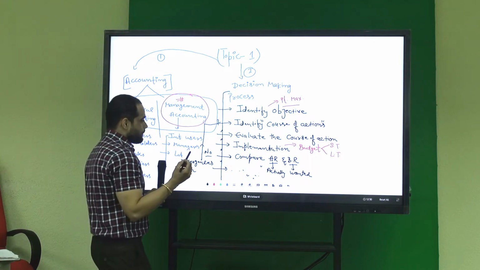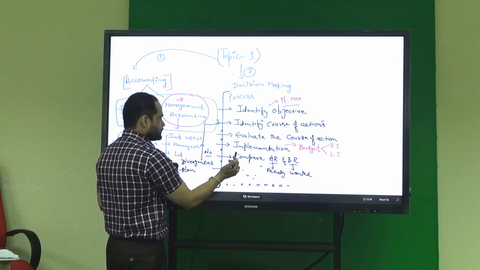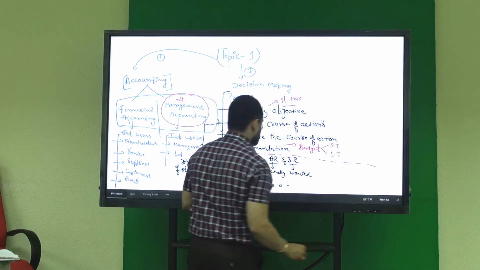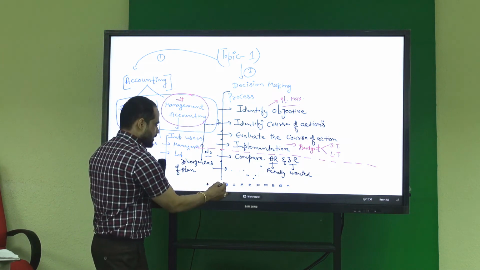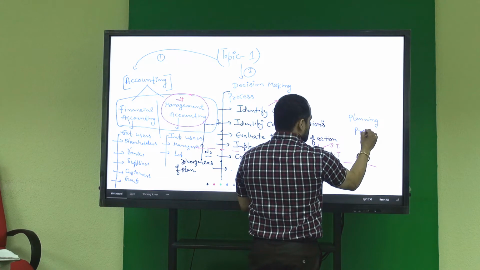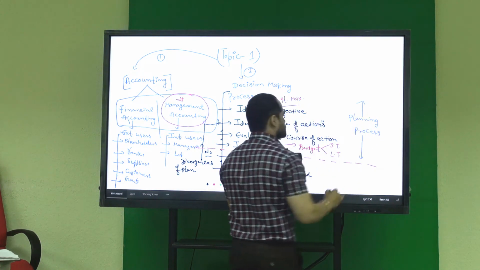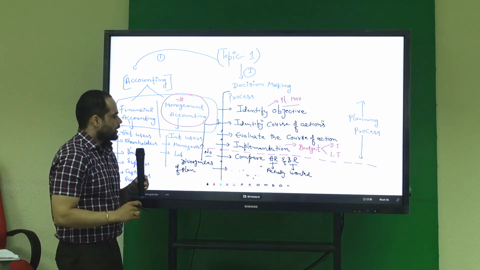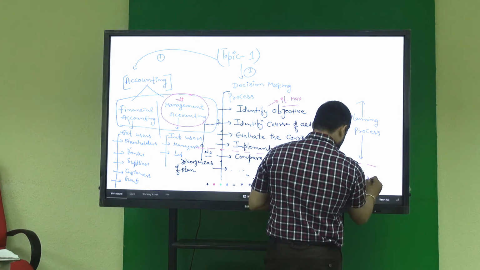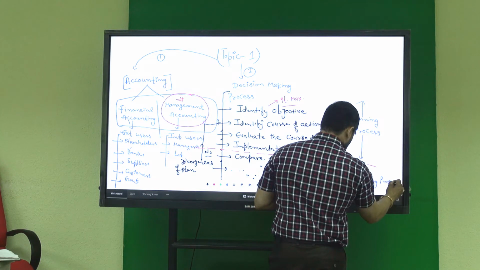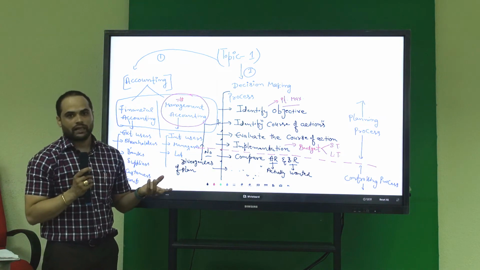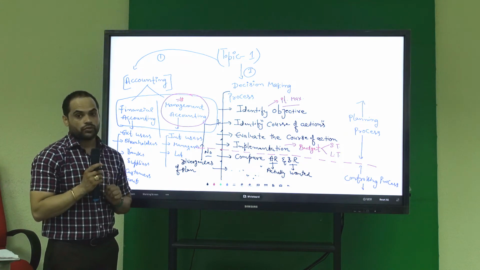Keep in your mind steps 1, 2, 4 here. Steps 1, 2, 4 are the planning process. And steps 5 to 6 are the controlling process. So planning and controlling is decision making. So this is your learning outcome 2.